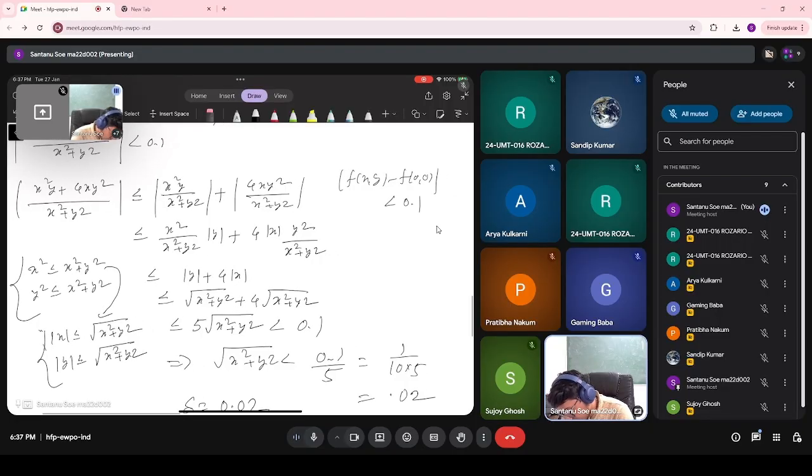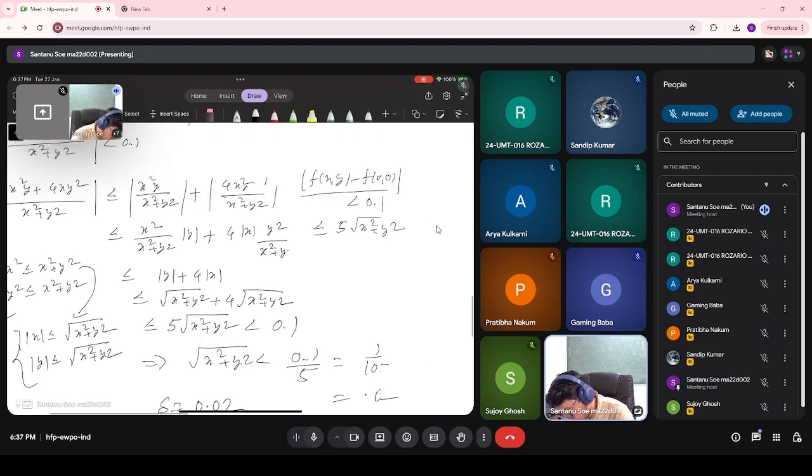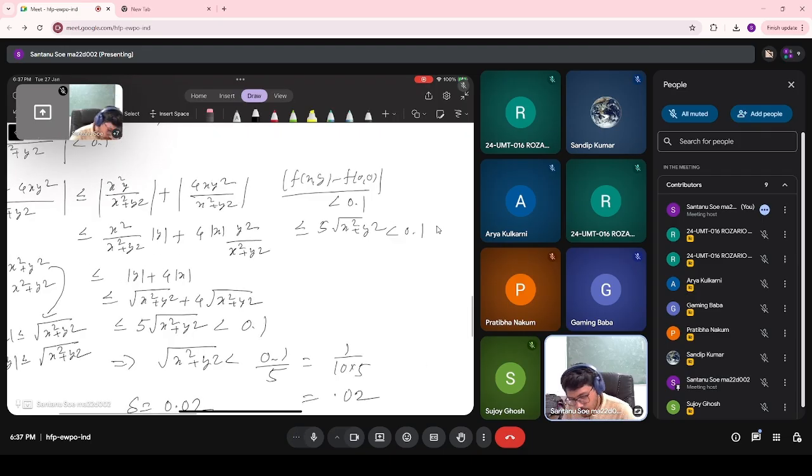Now, since we find out that this is nothing but less than or equal to 5 times x square plus y square, now we have to show this is less than 0.1, right? Now, if this is less than 0.1, it implies square root of x square plus y square is less than 0.1 by 5, and this is nothing but 0.02. And this is what you want, right? This is nothing but our delta, correct?